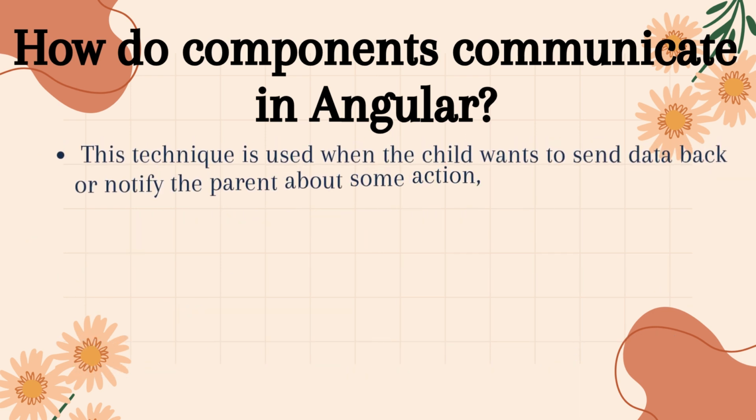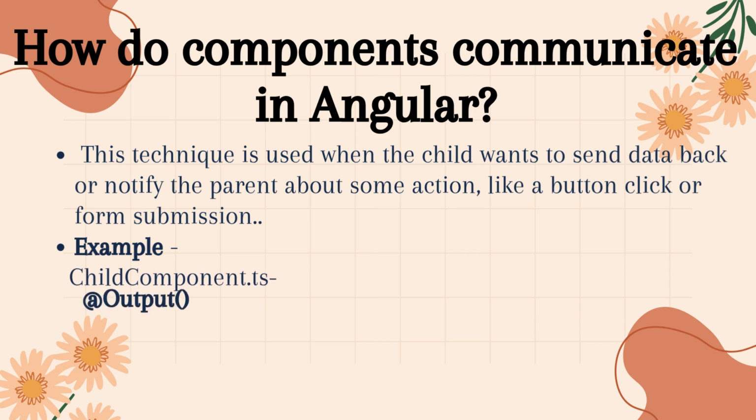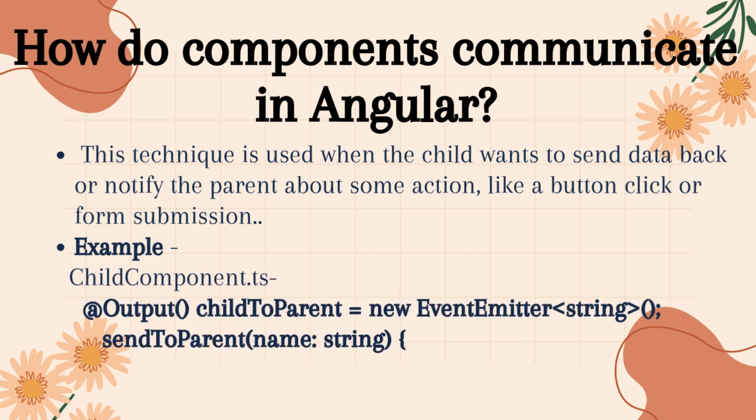3. This technique is used when the child wants to send data back or notify the parent about some action, like a button click or form submission. Now let's look at an example of child-to-parent communication in Angular. In the child component, we first use the @Output decorator to create an EventEmitter. Here, the child component defines an event named childToParent. Whenever the method sendToParent is called, it emits a value, in this case, the variable name.